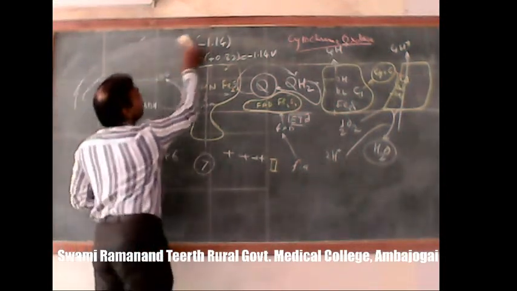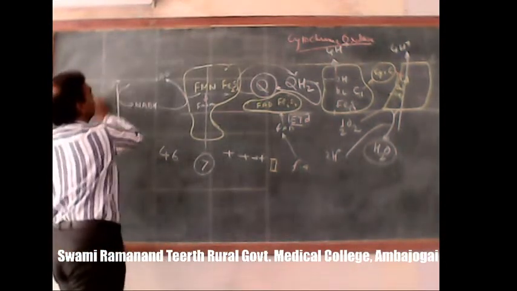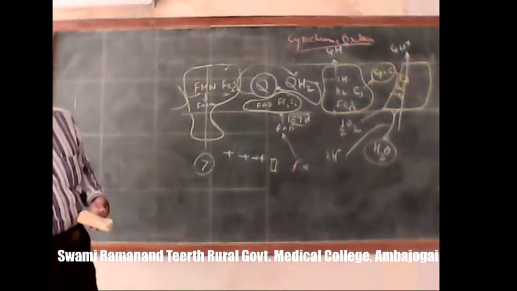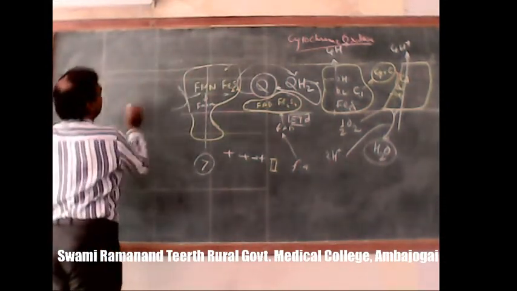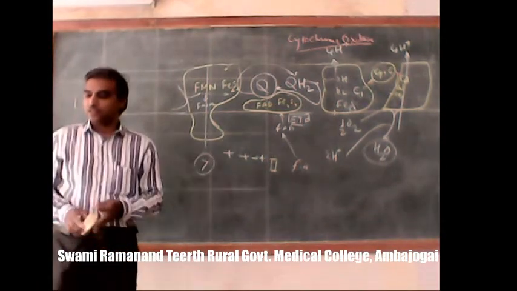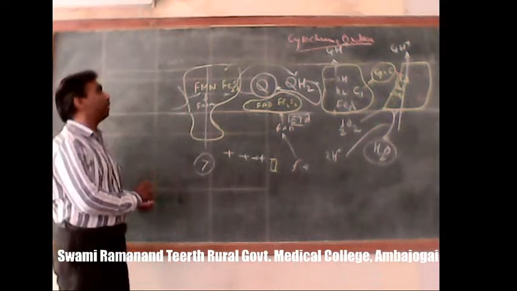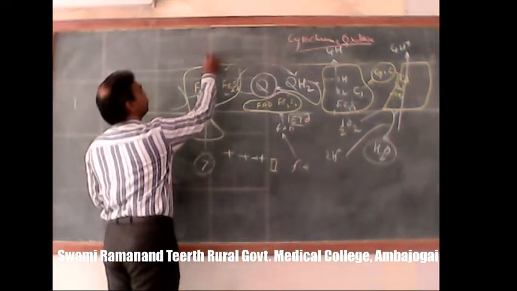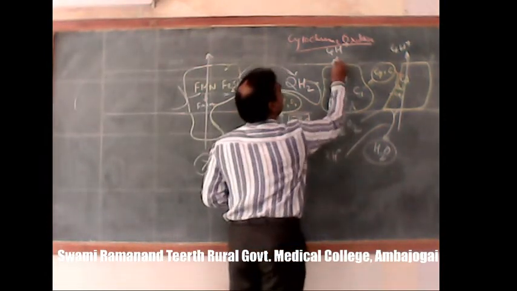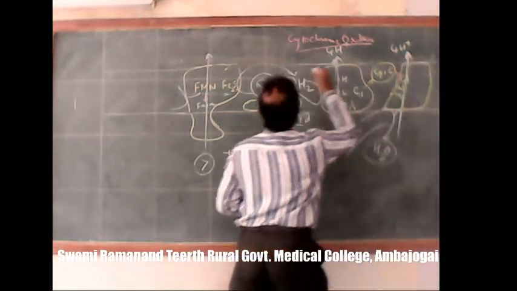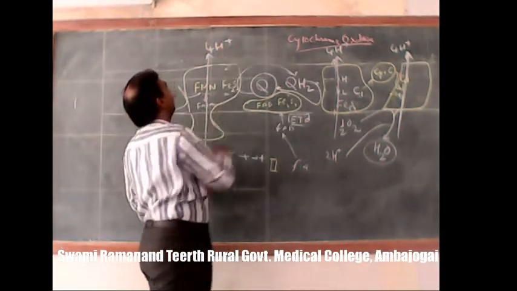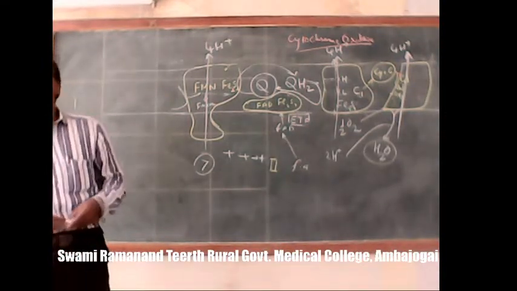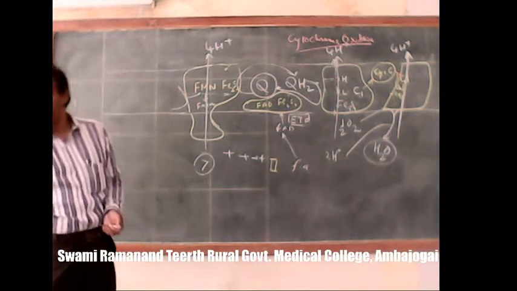46 into 1.14 is 152. So that's how the energy is liberated, and what you get is pumping of the protons across the inner mitochondrial membrane.